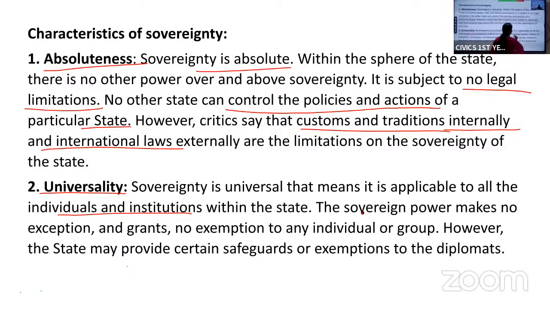And sovereign power makes no exceptions and grants no exemptions. No exceptions and exemptions are given to anybody. Each and every individual or institution has to follow the orders of the sovereign authority. There may be some safeguards or exceptions given to the diplomats. So who are the diplomats? They are the ambassadors, the foreign representatives. So some exemptions can be given to the diplomats. I hope I'm clear with these two characteristics.